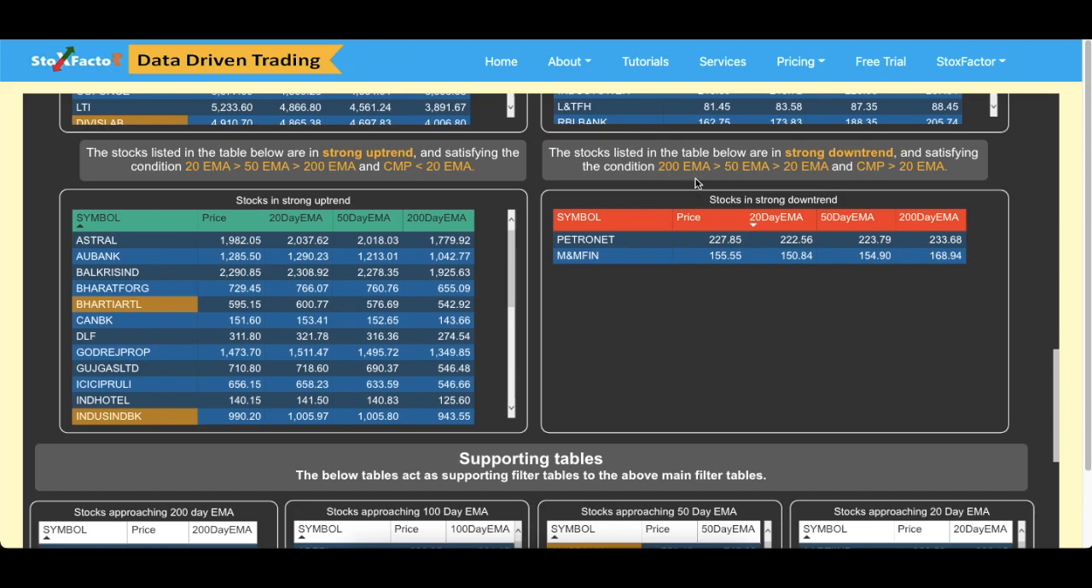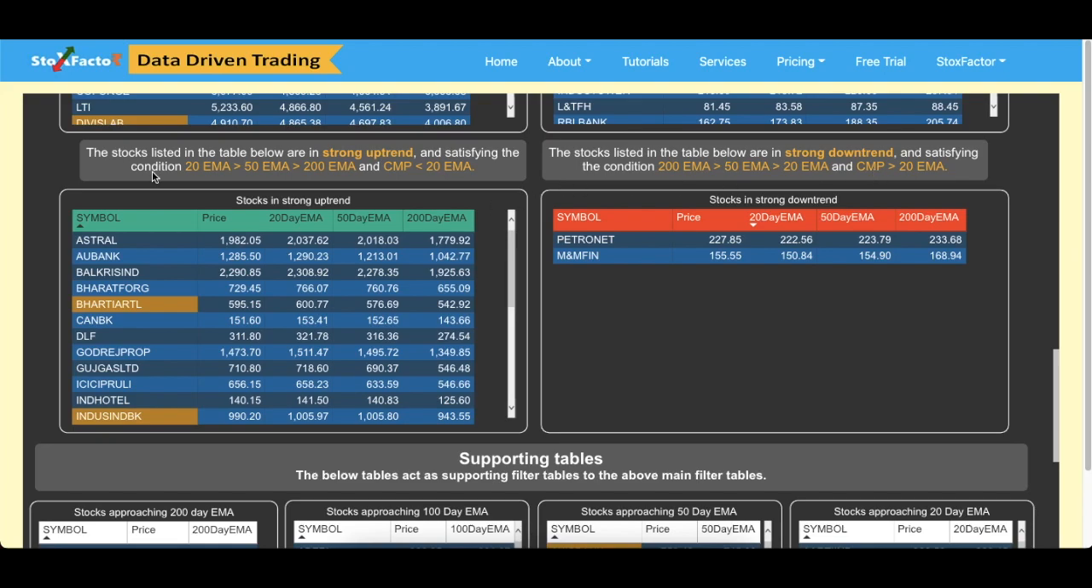And similarly, these are the stocks which are in a strong downtrend. It means 200 EMA is above 50, 50 is above 20, but the stock price itself has bounced and is above 20 EMA, near to 50, 200 or 100 EMA, which provides shorting opportunities.